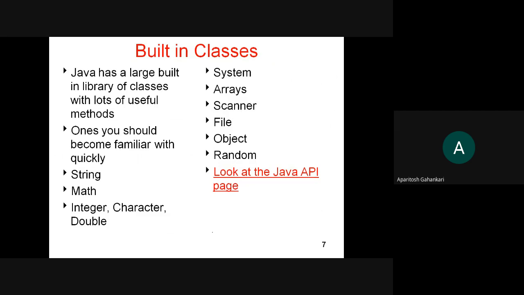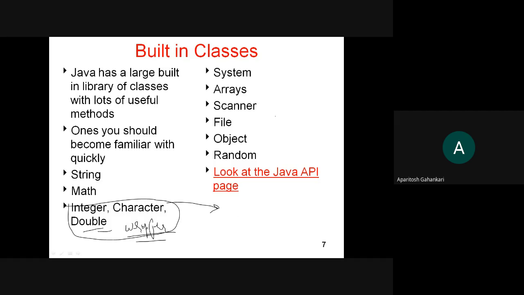So these are the built-in classes. Many built-in classes are there. String, Math, Integer, Character, Double, all these are called wrapper classes. Basically, the data type and its name look the same, and they are called wrapper classes. What is the purpose of a wrapper class? The purpose of a wrapper class is that whenever you want to treat a primitive data type as an object, you need to use these wrapper classes.